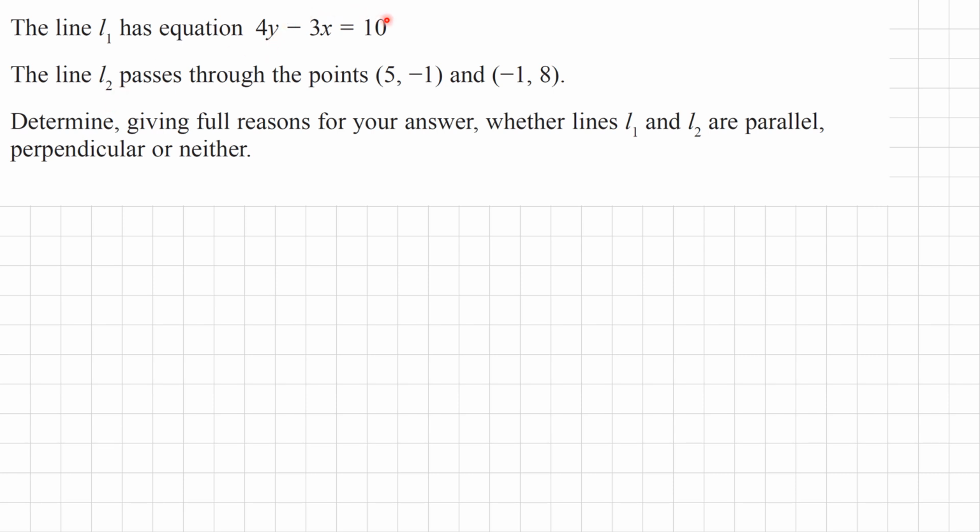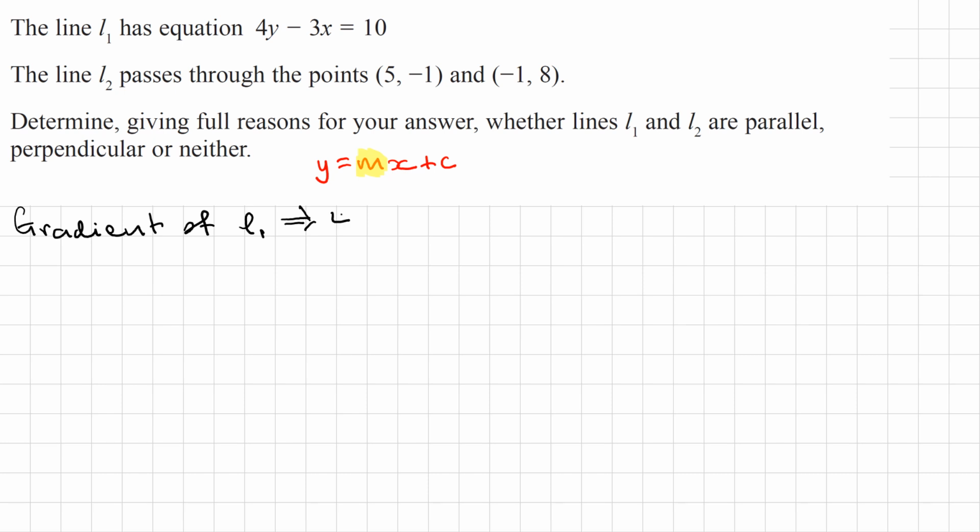So this is all about working out what the gradients are of L1 and L2, and once we know what their gradients are, we can then answer this question. So I'm going to start by finding the gradient of L1, and the way I'm going to do that is I'm going to write the equation of L1 in the form y equals mx plus c, and the value of m that I get will give me the gradient of L1.